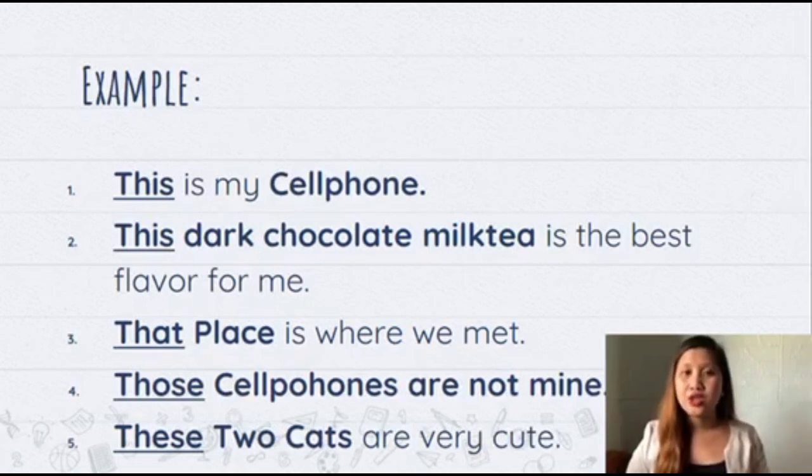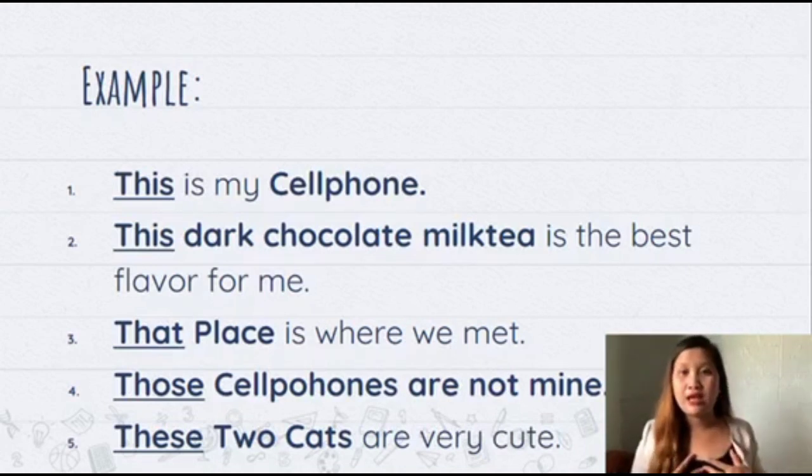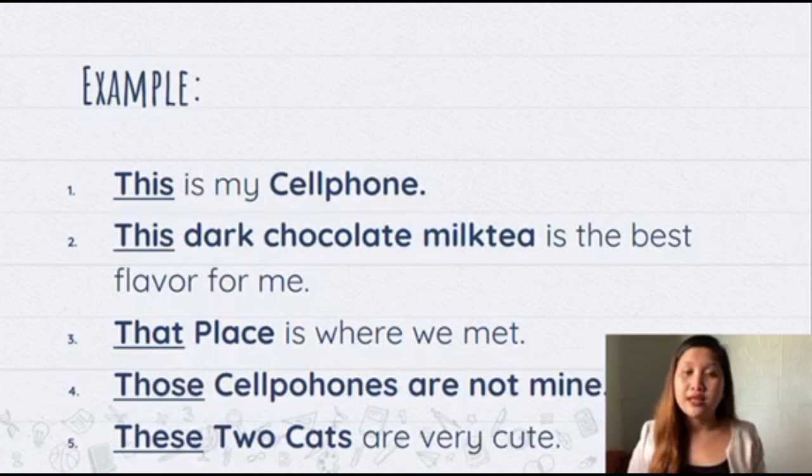Second: this dark chocolate milk tea is the best flavor for me. A dark chocolate milk tea is only one, the best flavor for me. Remember, a singular subject takes a singular verb. Third: that place is where we met. "That" is singular and takes a singular subject, place. Those cell phones are not mine. Using "those" is plural. When you talk about "those," you always use a plural verb.